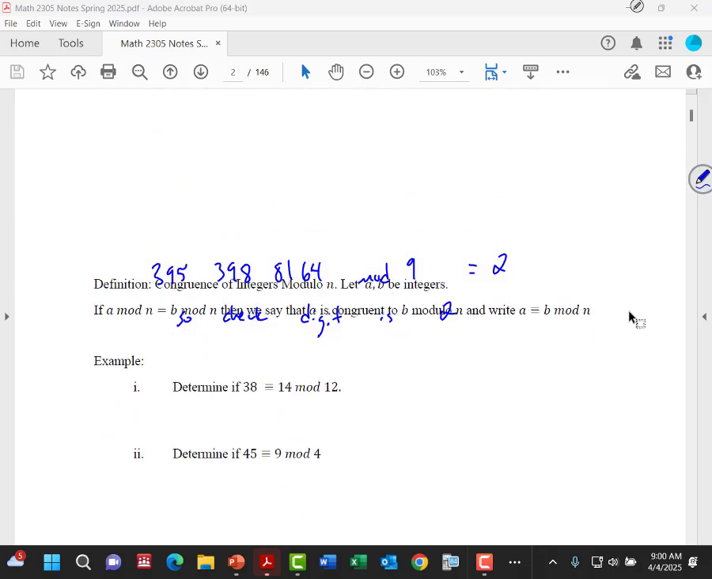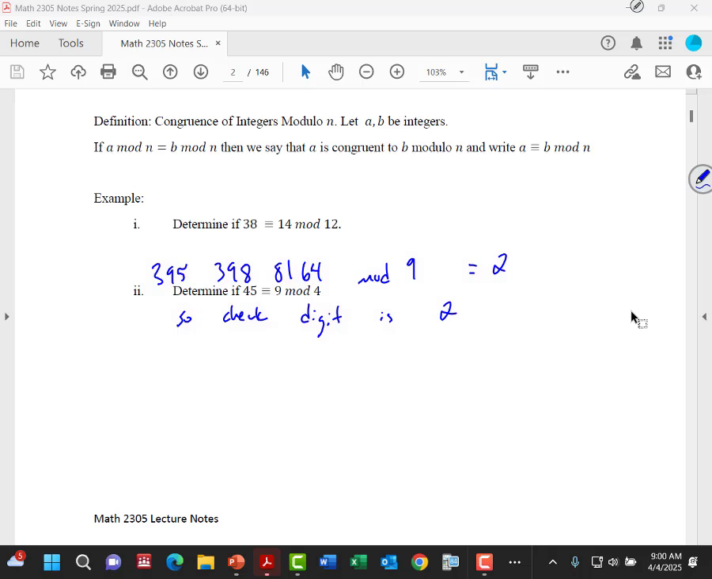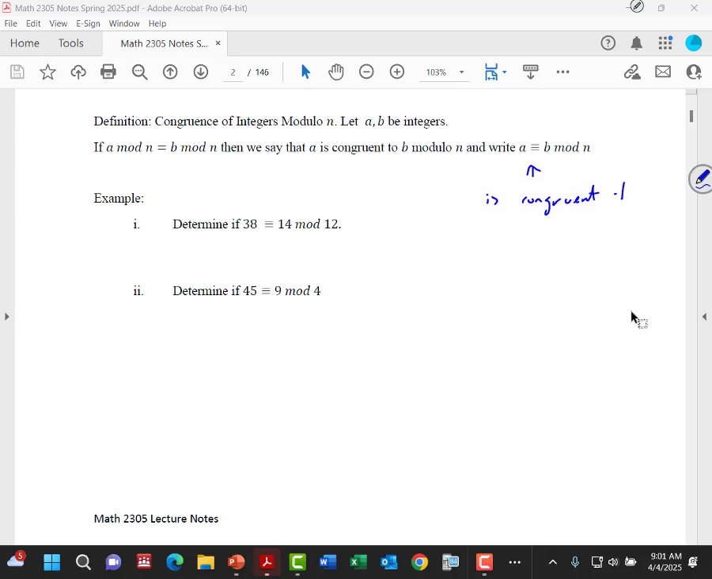Definition that is important: congruence of integers modulo n. So if a mod n equals b mod n, then we say that a is congruent to b mod n, and we simply write a ≡ b mod n. These 3 bars right here are simply read as "is congruent to." So let's check this next example right here.